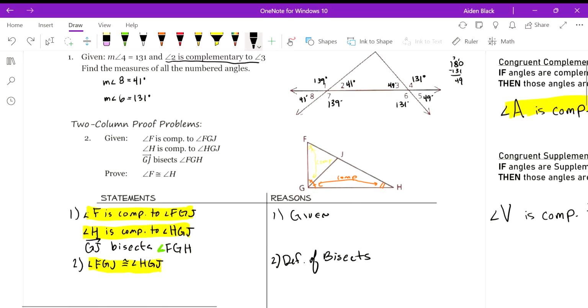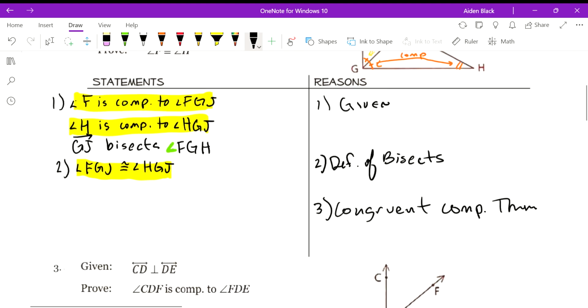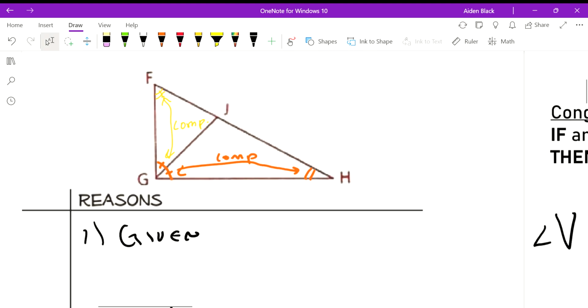So we're going to use the congruent complements theorem to make our final statement, which is that angle F is congruent to angle H. Just a three-step proof, nice and simple. So this is the picture we have here. These are congruent angles, angle F and angle H.